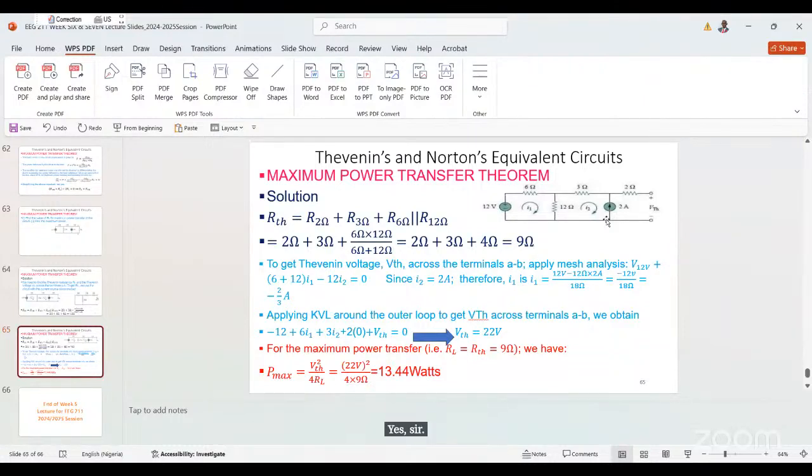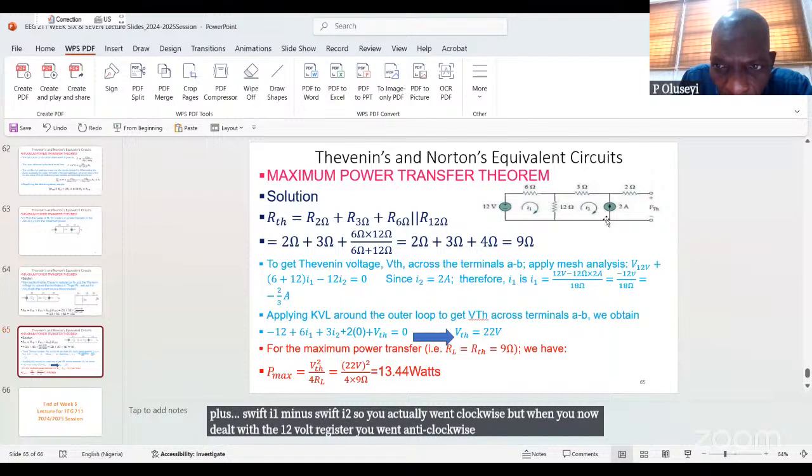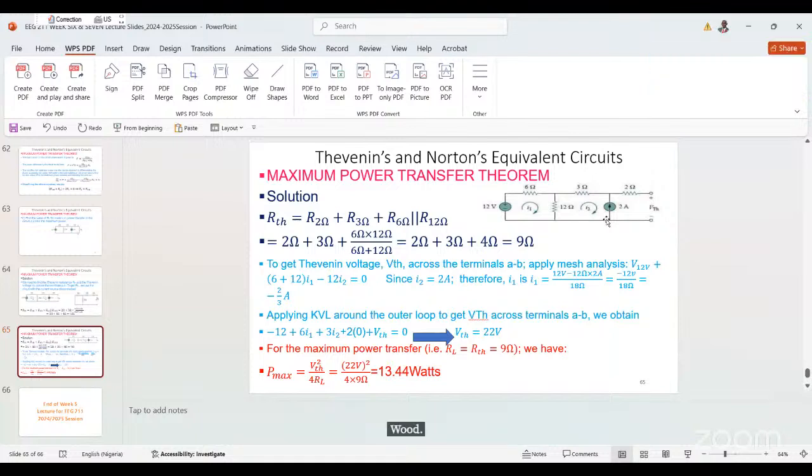What I'm trying to say is that for that 6 and 12 ohms, when you took the mesh analysis, you followed it clockwise. That's 6I1 plus 12I1 minus 12I2. So you actually went clockwise. But when you dealt with the 12-volt source, you went anti-clockwise. So that 12 is supposed to be negative 12, not positive 12.